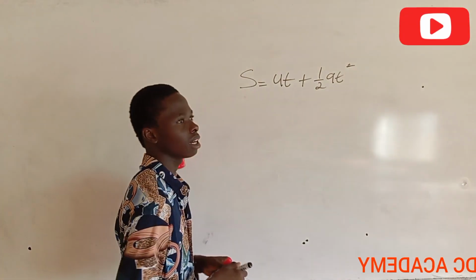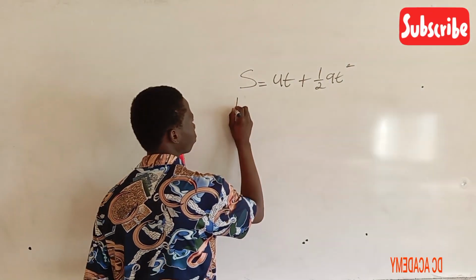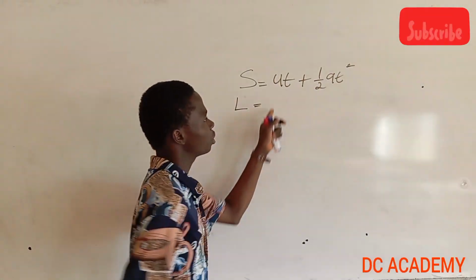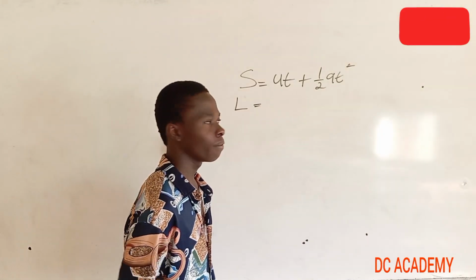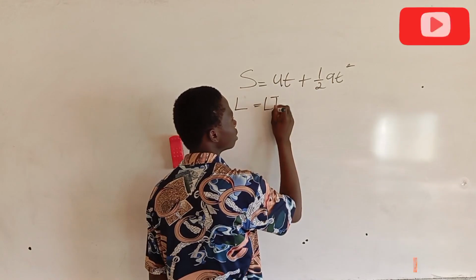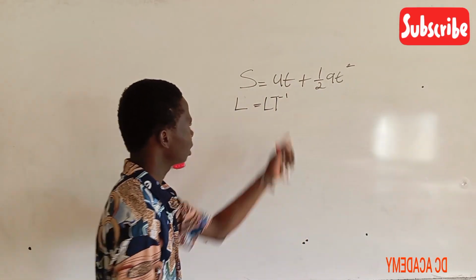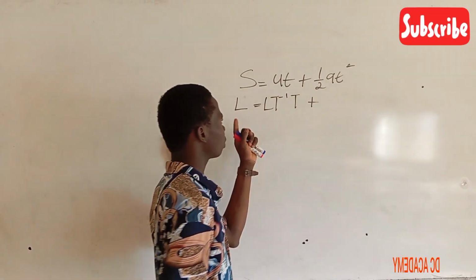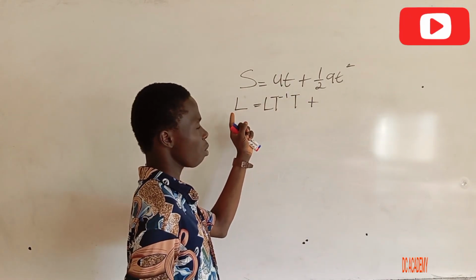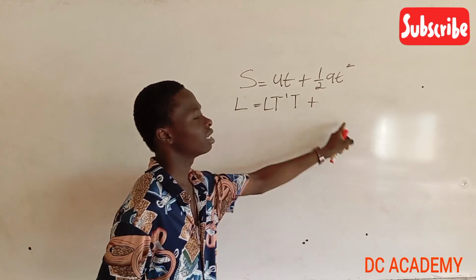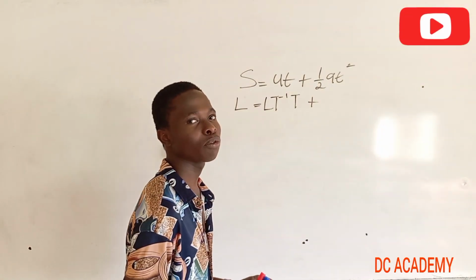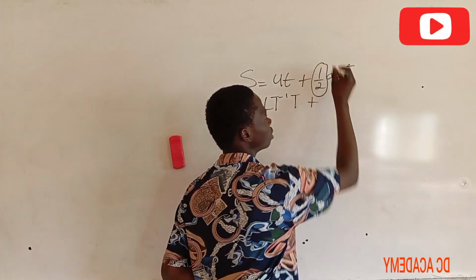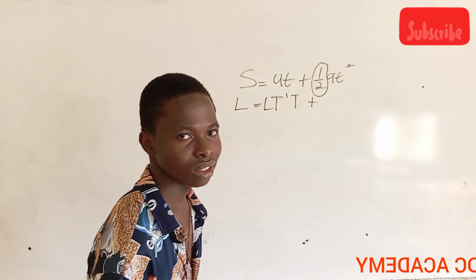S is distance, and distance is just L. Right? Yes. u is initial velocity, and velocity is LT⁻¹, as we got earlier. Then we have t, which is time, right? The aim now is to check whether this and this will be of the same form. Now, 1/2 is a dimensionless quantity, so we don't need it.